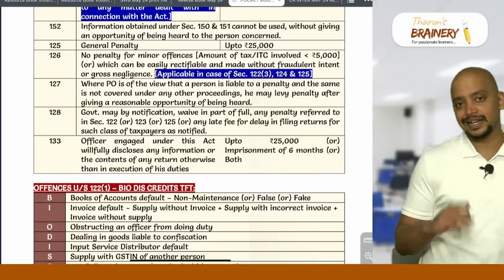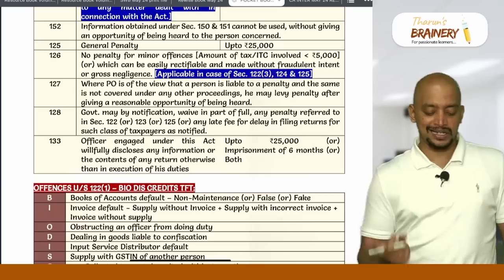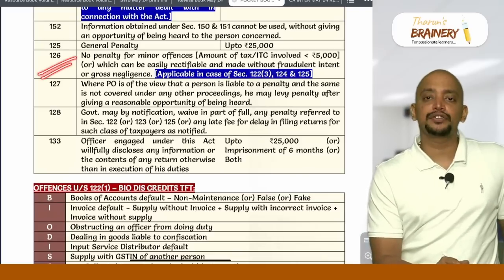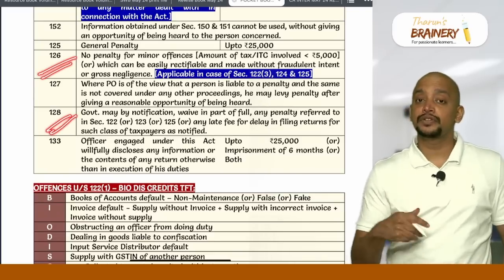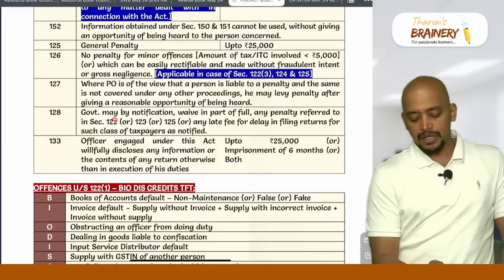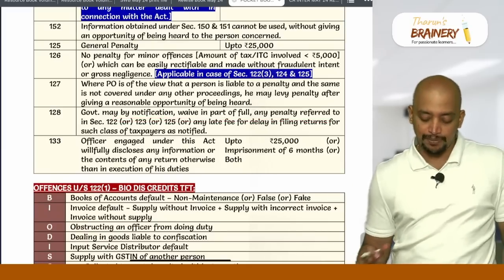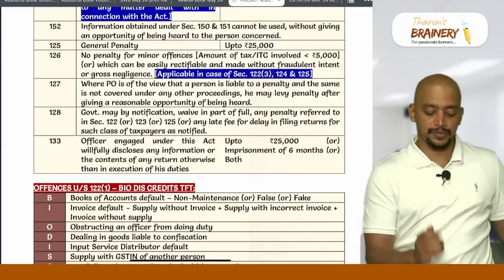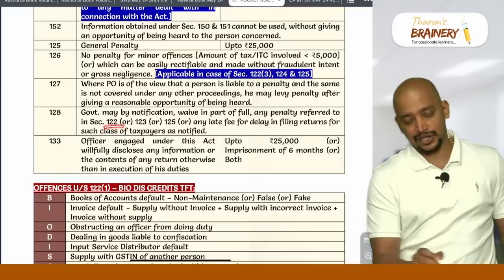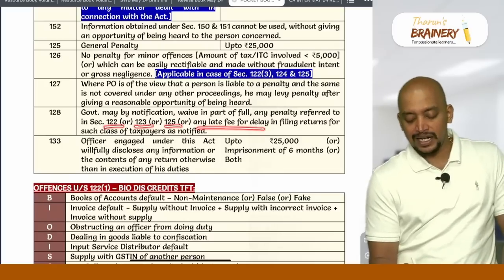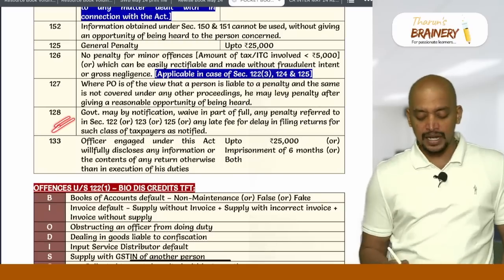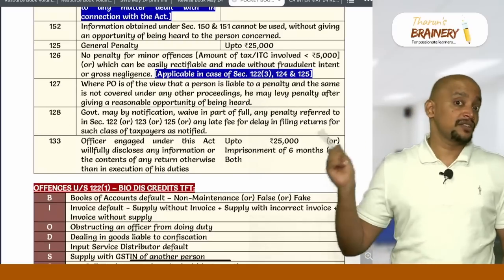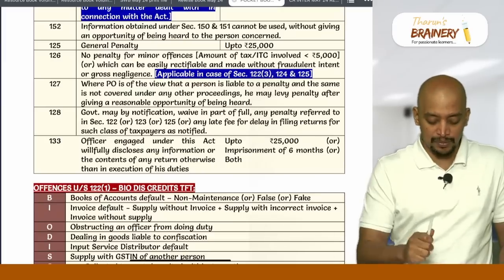Then 128 versus 126. 126 is waiver, the power to waive the penalty on the officer, whereas 128 is the power to waive penalty on the government. So the government may by notification waive in full or part any penalty referred to in 122, all subsections, 123, 125 or any late fee. Except 124, all the penalties can be waived off by the government. Even the late fee which is levied under section 47 for delay in filing returns can also be waived off.